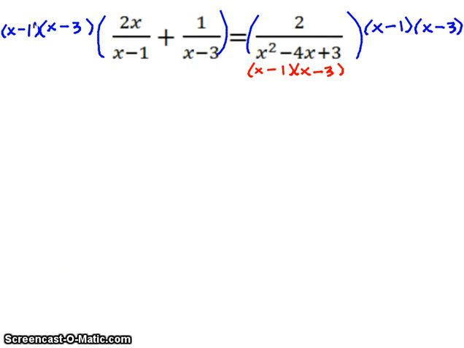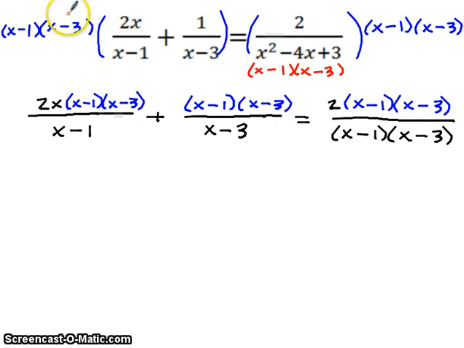Okay, so what I've done here in red, I've factored the denominator on the right. That trinomial factors into the same binomials we have over on the left. And so our least common denominator is x minus 1 times x minus 3. And so we're going to multiply that to both sides in order to eliminate all of our denominators.